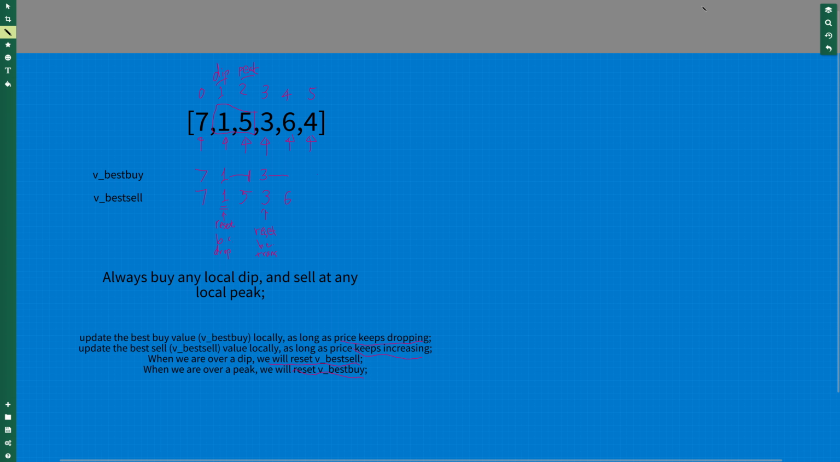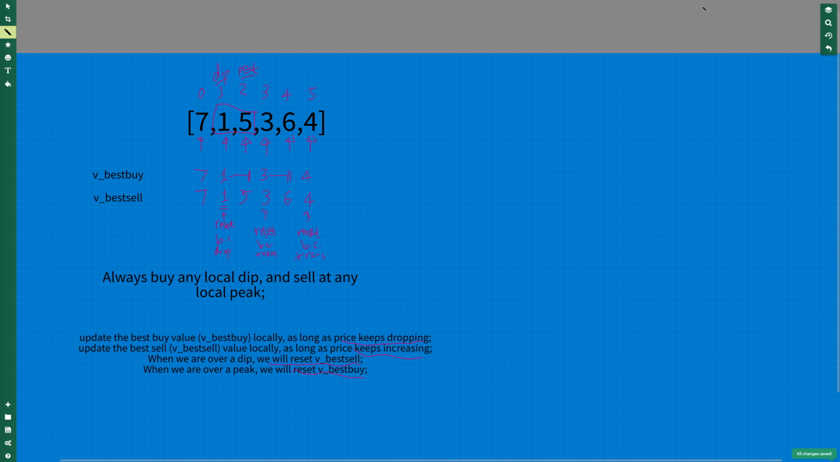Last one, index number 5. It's a 4 because it keeps dropping. We're going to update the best buy value, meaning now we have another transaction here, right? And because this dropped, we're going to reset this to number 4, and we're going to reset this also to number 4, because of a transaction.